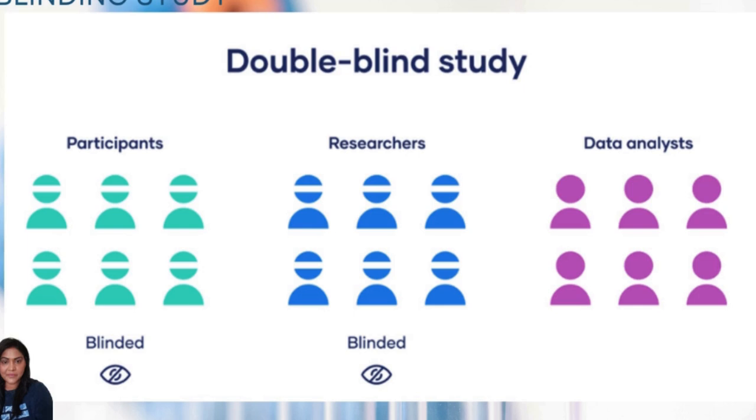So, there are three teams, we can say: participant, researcher, and data analysis team. In the double blinded case, the participant is not aware of the drug. Even the researcher is also unaware of that drug. So this is a double blinded study.